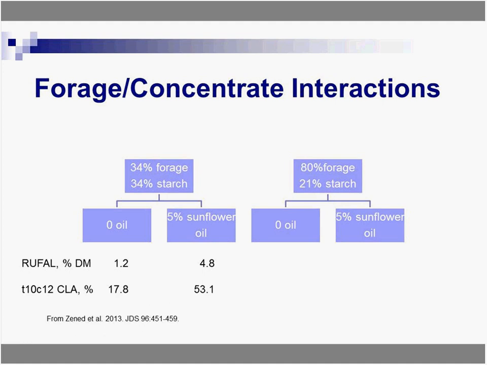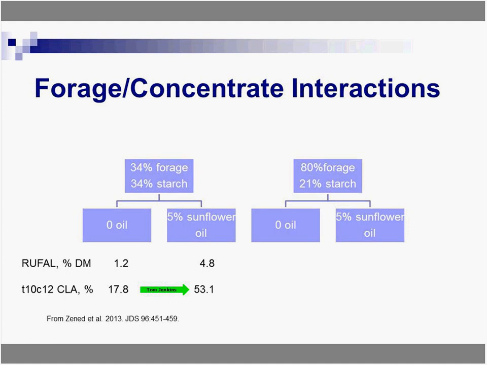This was our team's results. The bars on the left were a starch diet, 34% starch, with no or 5% sunflower oil. They were really pushing the limits on this. Which went from 2 to almost 5, but as you will see, the CLA, the milk fat inhibitor that they measured in the rumen, went from 15% of the total CLA to 53%. Increased RUFAL, push.